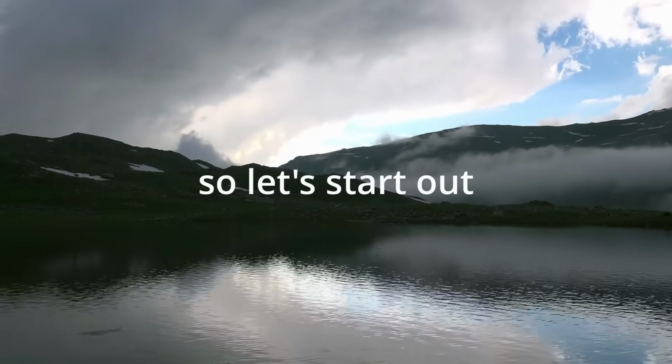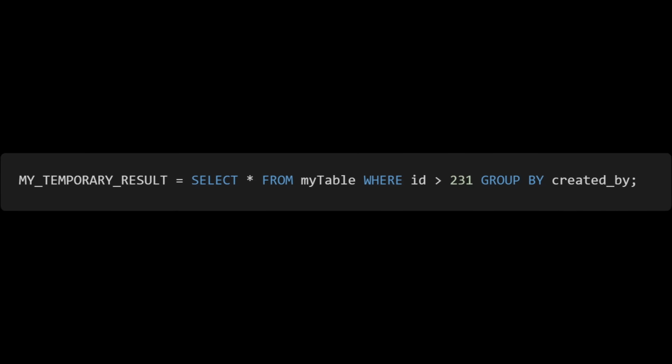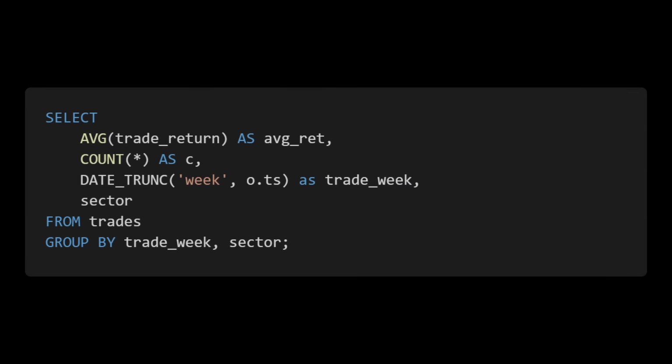So let's start out with the simple case, the average of the weekly trades per sector. What we're actually doing is called a multi-level aggregation. The only way to compute that in SQL is by using something called CTEs, common table expressions. They give you a way to define temporary results you can use during the execution of the query. And the syntax is really similar to normal queries.